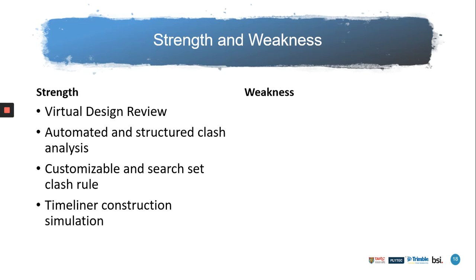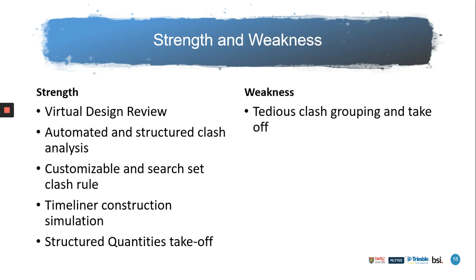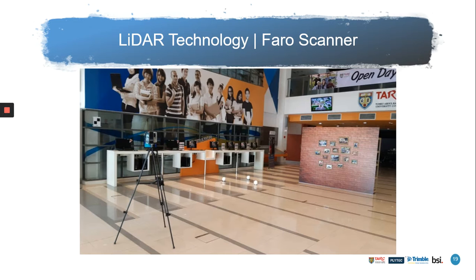You can search. You can remove all the minor ones. There will be three types of clash: minor, major, and so on. You'll also be able to do structural quantities takeoff. One of the tedious tasks is that you have a lot of clashes and you have to group them properly. And the software platform is also sensitive. So that's about it for Navisworks.